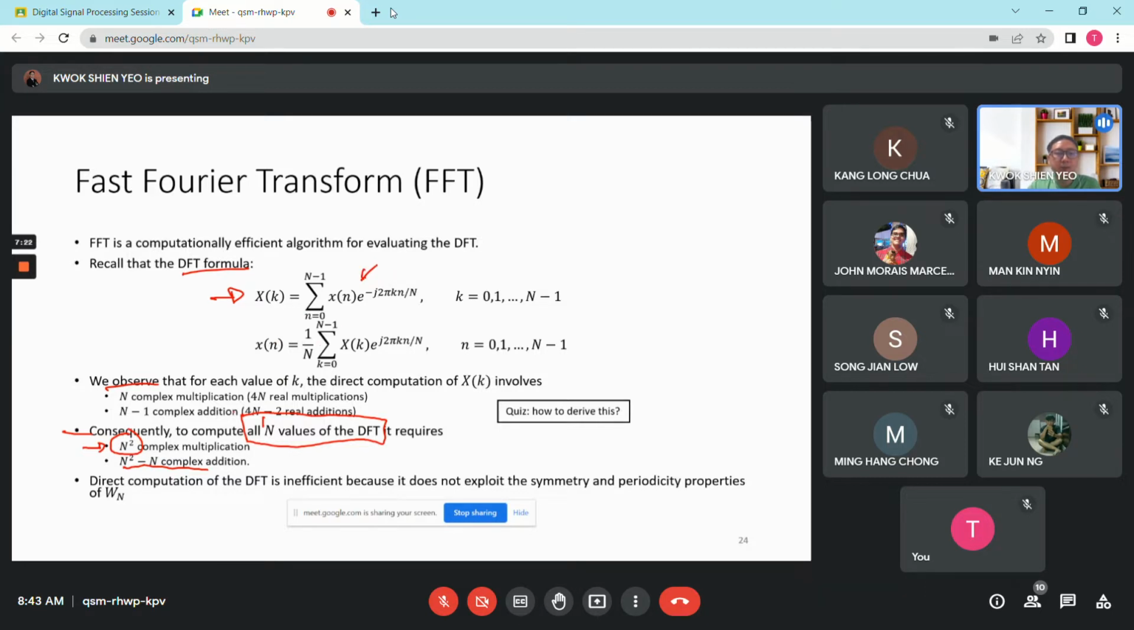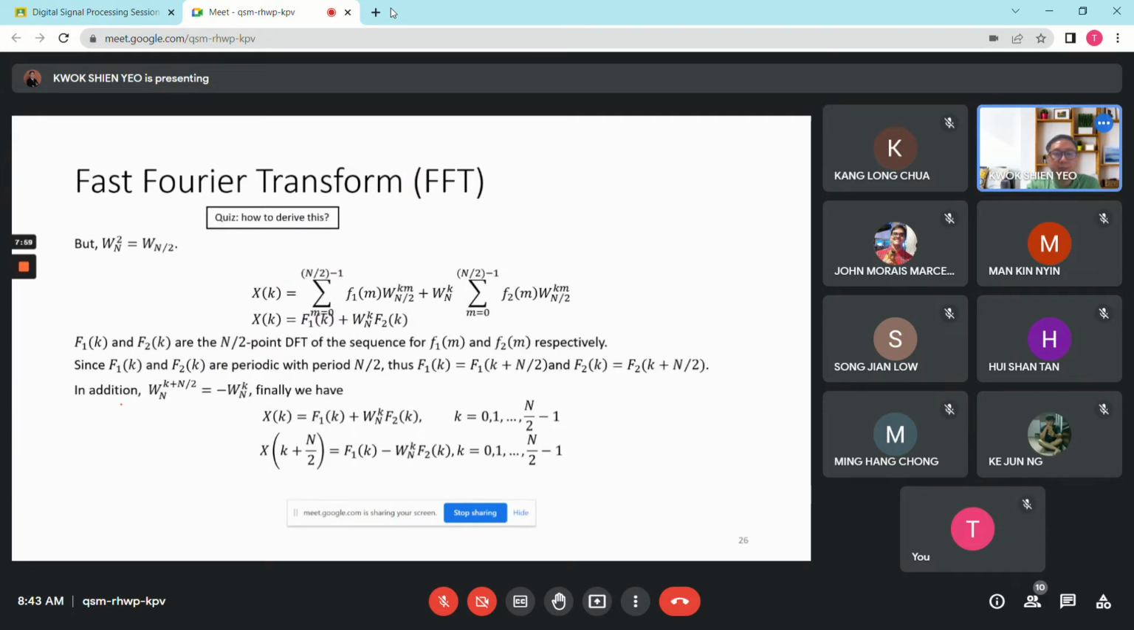For complex multiplication, we already see that this is one multiplication, and then you have to do this multiplication n times. And then this k can be iterated from 0 to n minus 1. So the process of getting all the Xk needs n multiplied by n computation steps. Therefore you see here there's n squared.